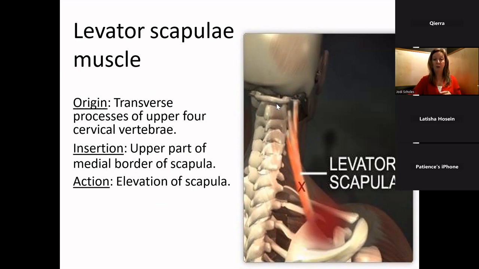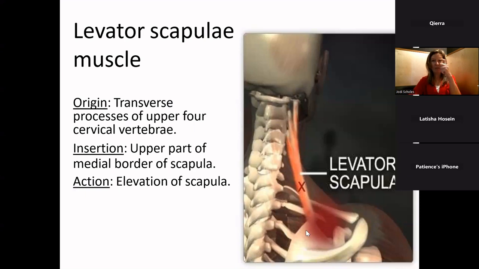So transverse process, these little bones here on the outside, are called the transverse process, compared to these little bones on the vertebrae called the spinous process. So the levator's origin is right there in the transverse process. It comes down and attaches here to the medial border of the scapula.